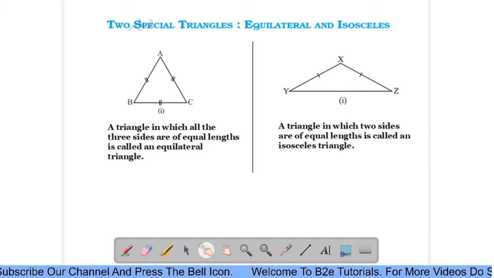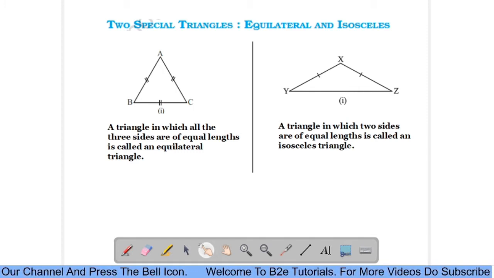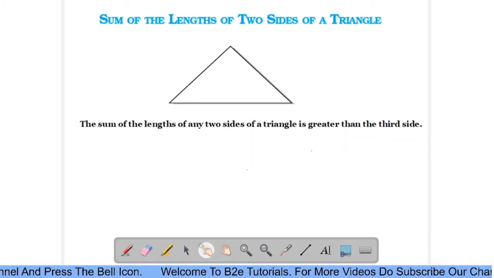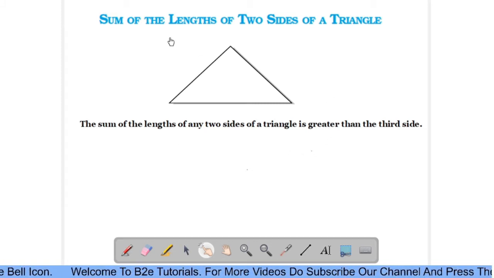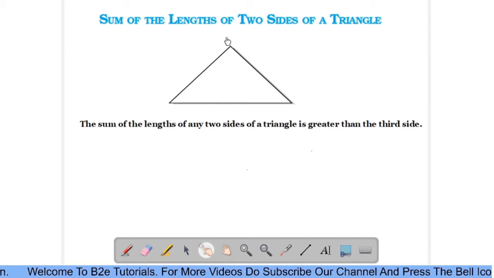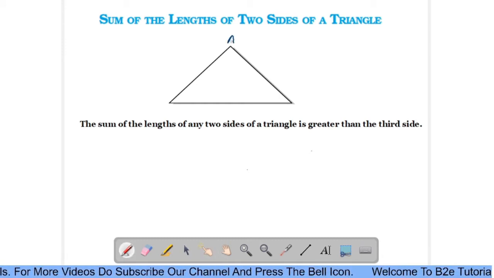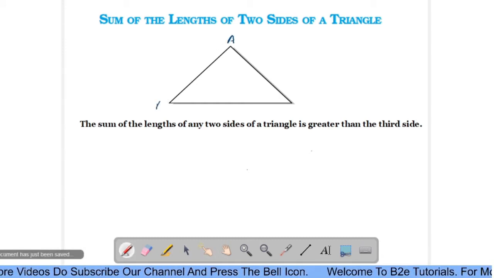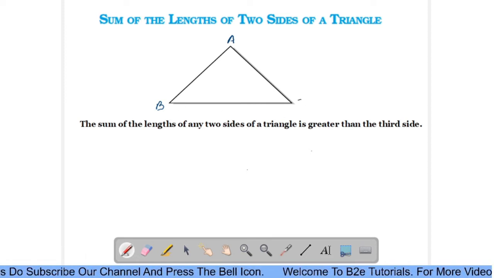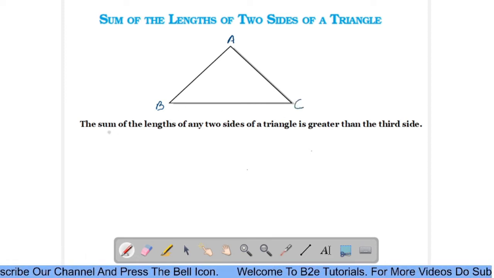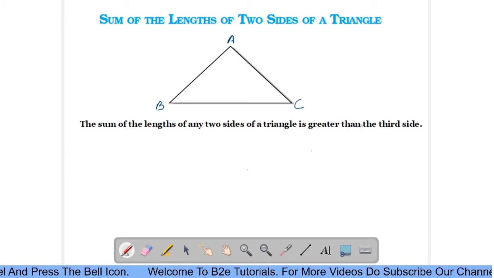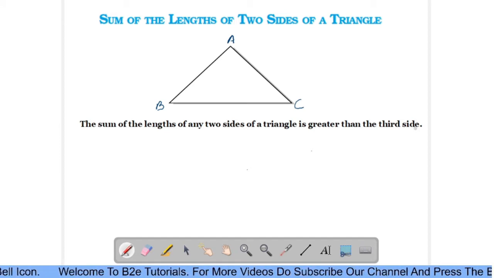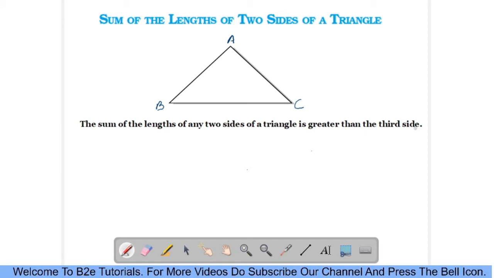Now next, the sum of length of two sides of a triangle. It is a property of a triangle. Let us take this triangle as A, B and C. In this triangle, the sum of length of any two sides of a triangle is greater than the third side. This is the property of a triangle, and this is the minimum property required to make a triangle.